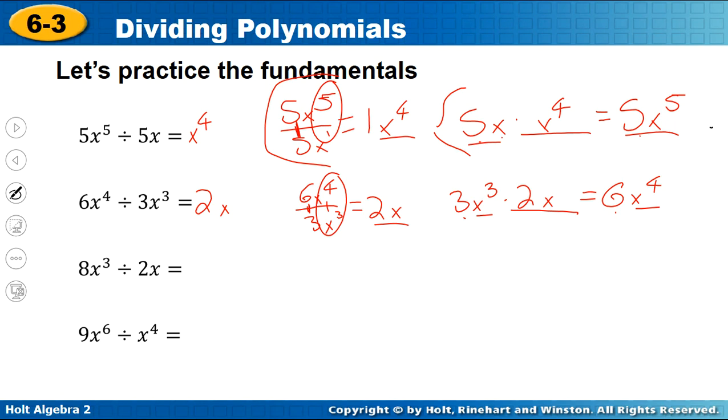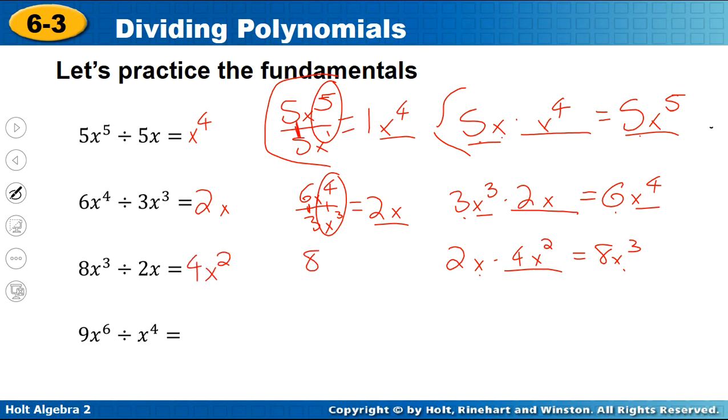The next one, 8x to the third divided by 2x. So if you're thinking about it like I think about it, you're thinking 2x times something will end up at 8x to the third. Okay, so what is that something? Well, 2 times something gets me 8. I know that's going to be 4. I started with an x, but I ended up with 3 of them, so that must mean I'm missing 2, right? So we'll have 4x squared.